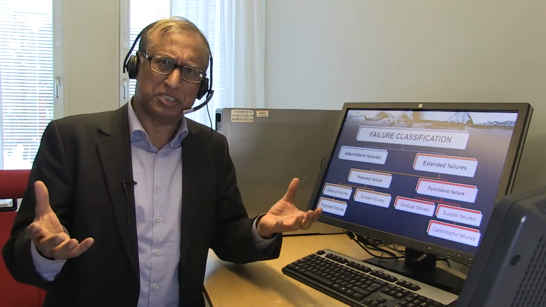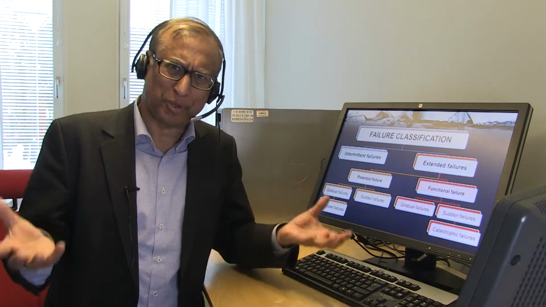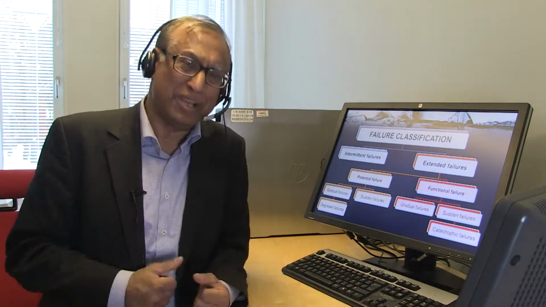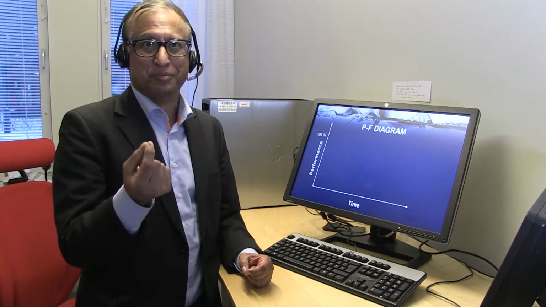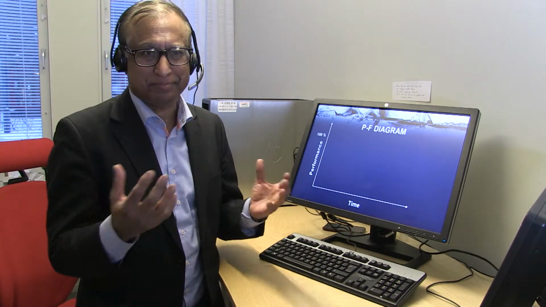And there are many ways to avoid and protect against it. That's why we have what we call a standby system, and the system is very, very critical from a safety point of view. Now I will explain the concept of potential and functional failure using what we popularly call the PF diagram. P stands for potential, F stands for functional failure.